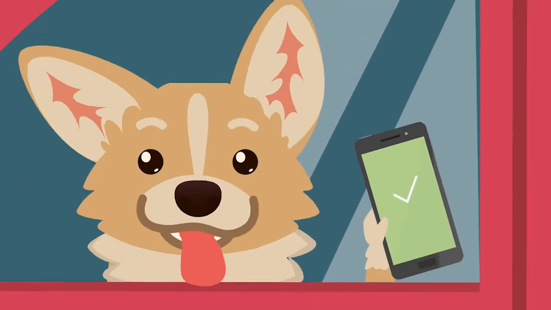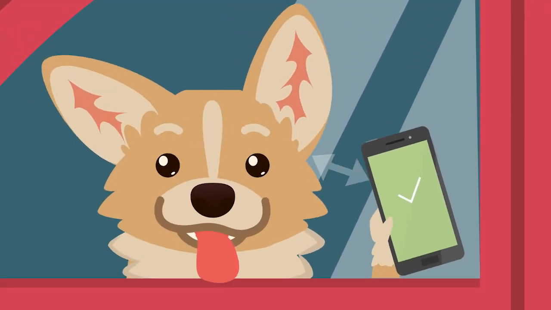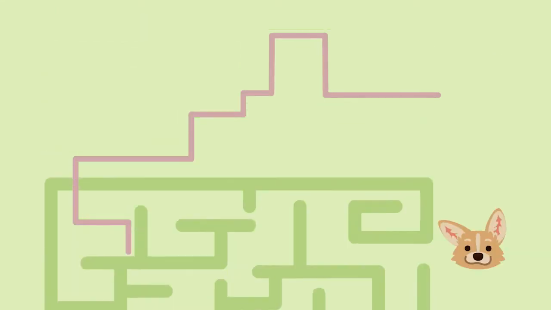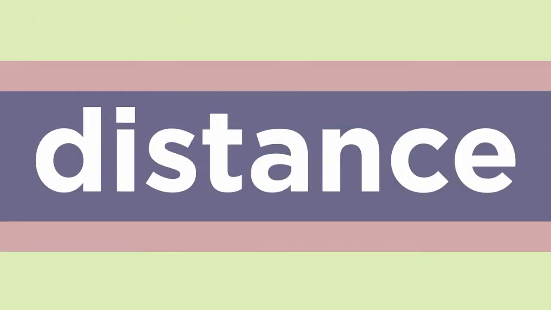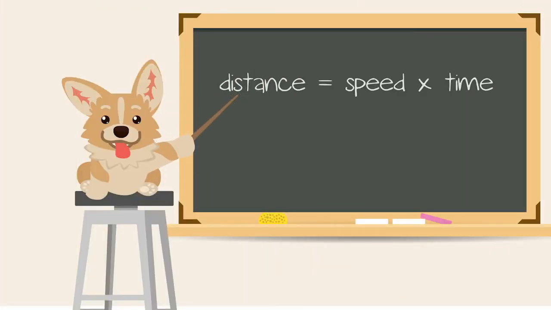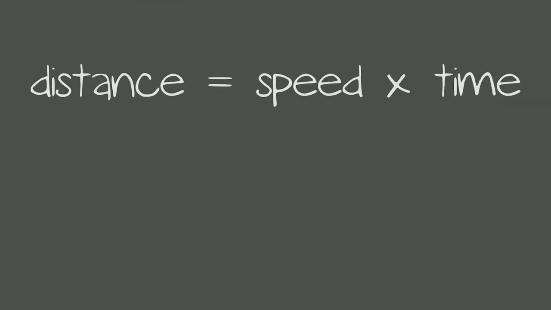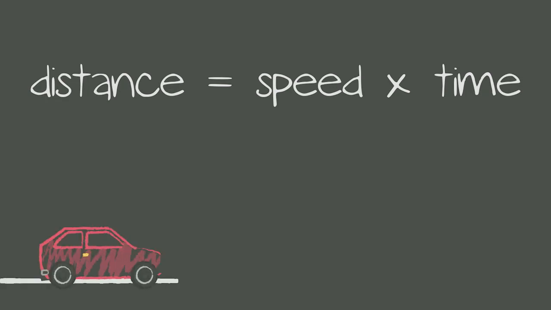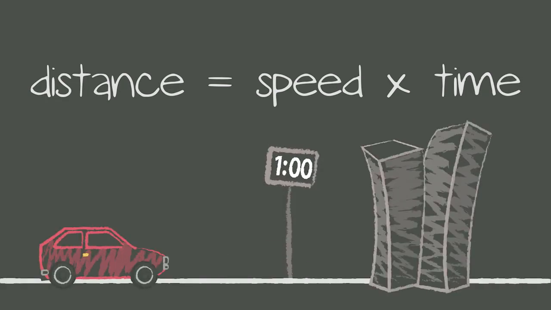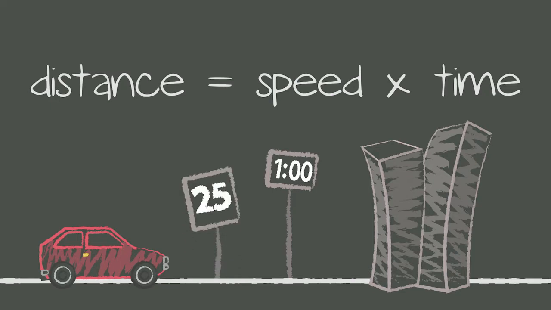Distance is the measurable space between objects. If you were to measure the space between you and any object, that measurement is the distance. To find the distance between two objects, you can use the equation distance equals speed multiplied by time. This means you can determine the distance between two locations if you know the time traveled and the speed traveled.